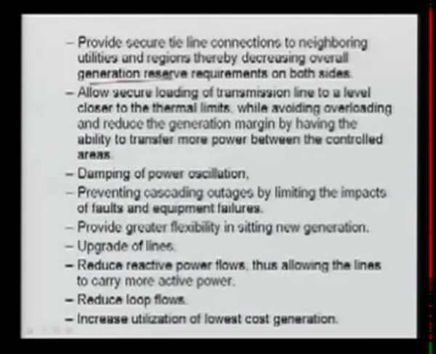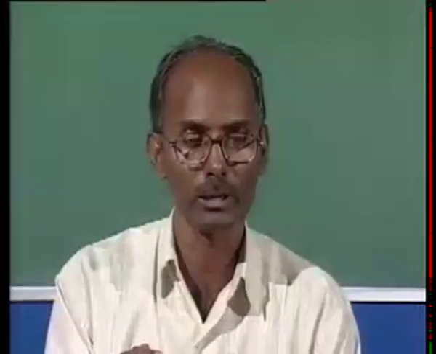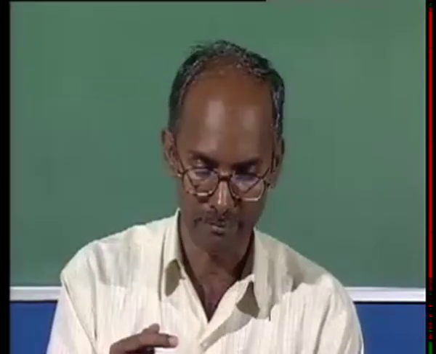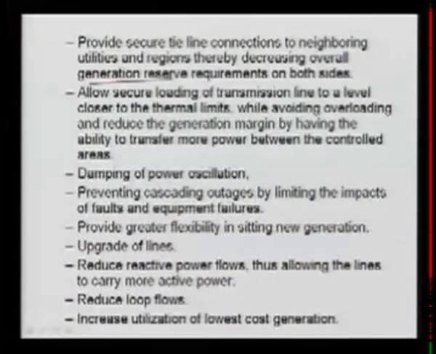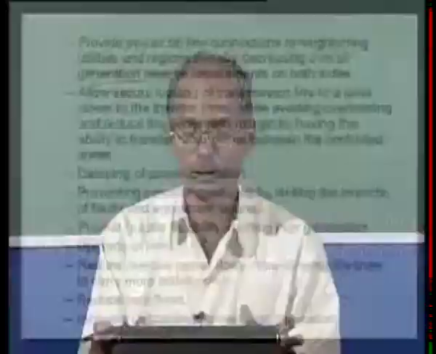It also allows secure loading of the transmission lines to a level closer to the thermal limit while avoiding overloading, and reduces the generation margin by having the ability to transfer more power between the control areas. Means we can again go up to the secure loading, up to its limiting value, and then this will again improve the power transfer capability between the two areas.